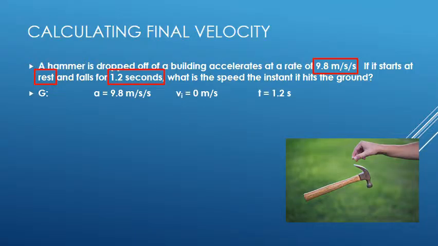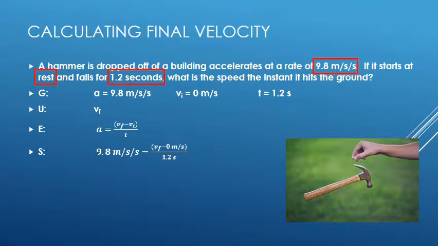The question is asking, what is the speed the instant it hits the ground? And that's the speed after it's done falling, right before it hits the ground. So we're trying to calculate the final velocity. We're going to use the same acceleration equation. Acceleration is final velocity minus initial velocity divided by time. Let's plug in our information. This time we know the acceleration on the left is 9.8 meters per second per second, equals our final velocity, which is an unknown so I will leave that as a variable, minus 0 meters per second, the initial velocity, divided by the amount of time it takes, 1.2 seconds.